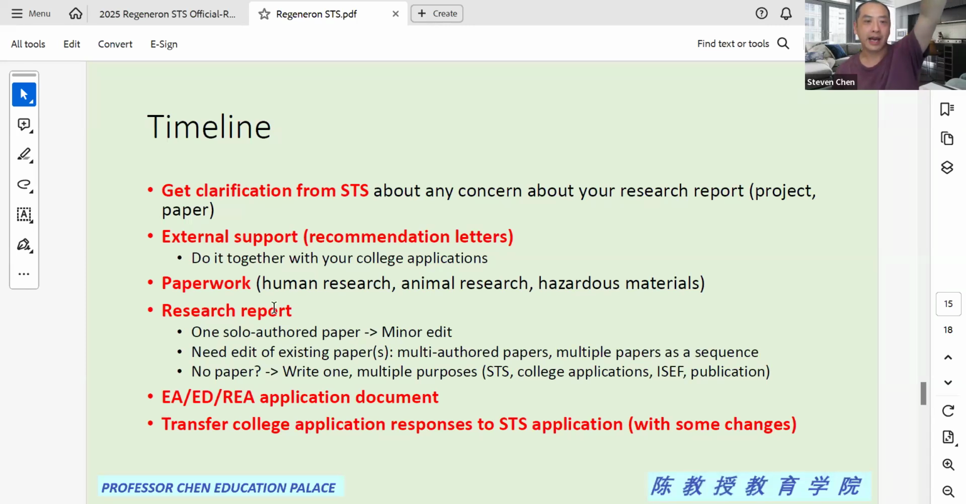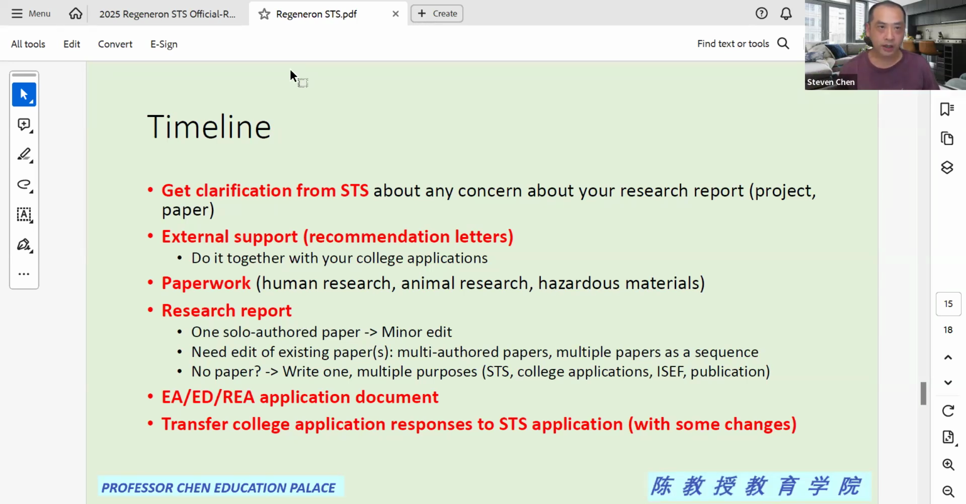Okay, because all of these tasks take some time. And after these tasks are done, then you should put your focus on the research report, because this is the thing that college application forms do not have. So you need to prepare them separately. Okay. So for the research report, actually, again, different people have different situations. So probably you need to think carefully about how you want to write your research report. And in case you are not clear, you need to contact STS for further clarification.